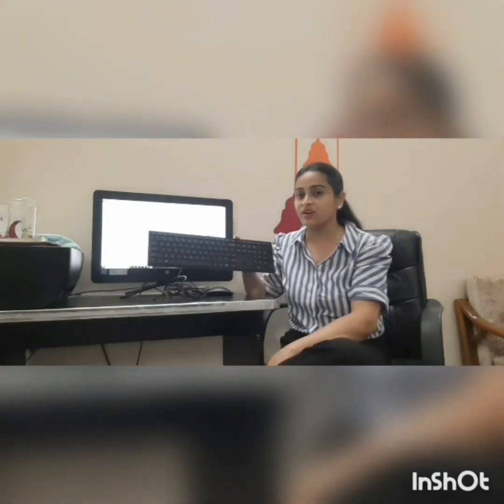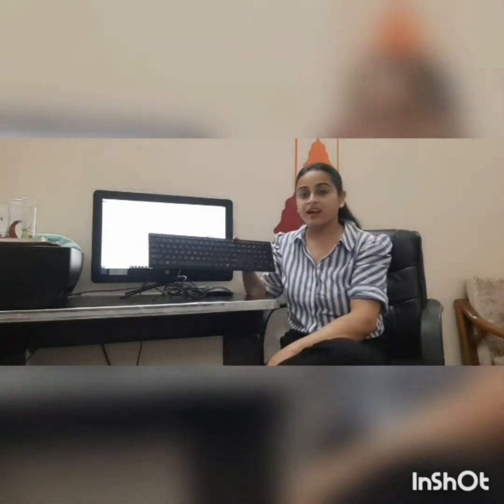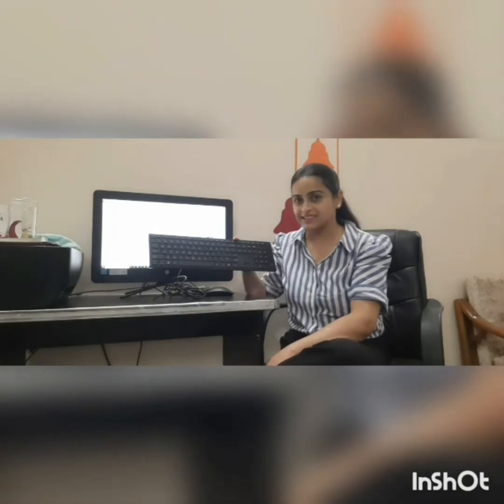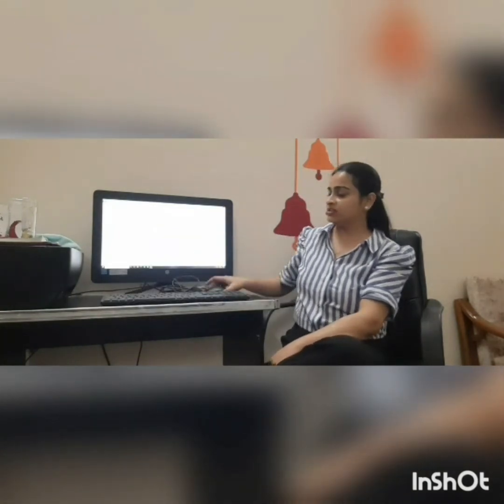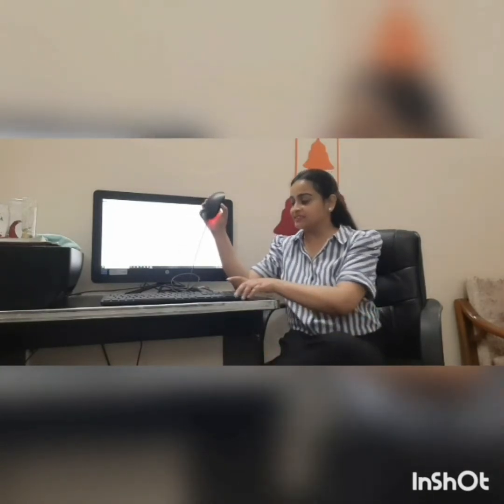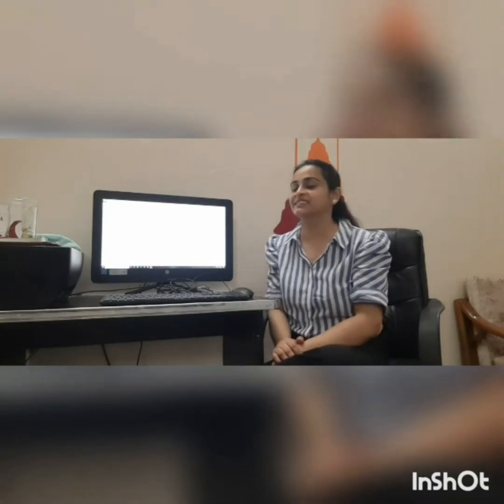Yes, this is called a keyboard. I hope you remember the spelling. Yes. What is this? Small little mouse. Right. This is called a mouse with a tail that is attached to the CPU. What is this device called? Right. Many of you must have said it. This is a monitor.